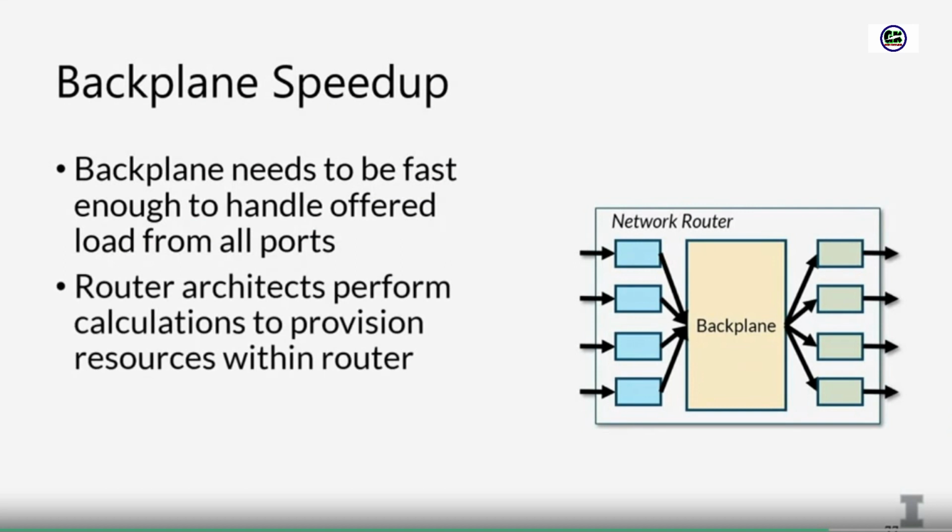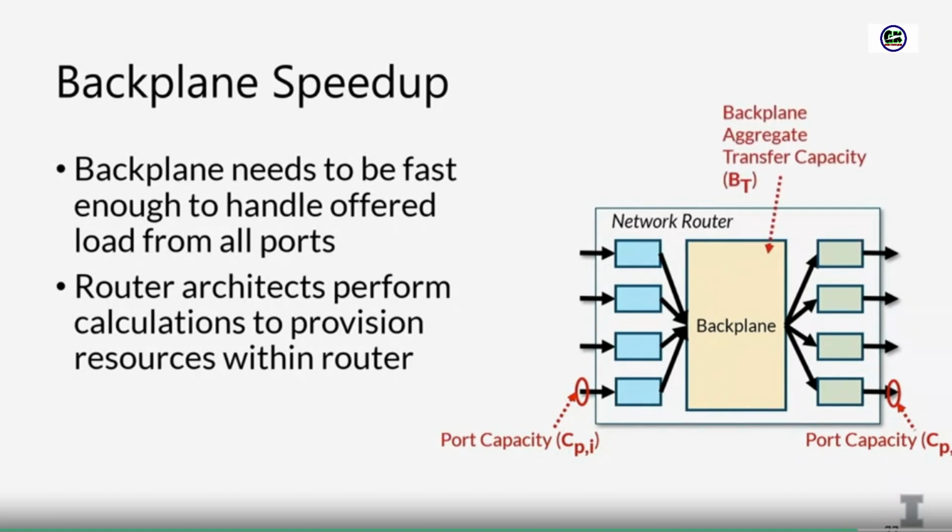So what router architects are going to do is they're going to perform various sorts of calculations and analyses to figure out how to design the router. And there's a few numbers that are useful to keep in mind. First, they're going to look at the input capacity and the output capacity. These individual network interfaces, how fast are they? Are they 1 gig or 10 gig? And then there's the speed of the backplane. So what's the aggregate transfer capacity through the backplane? How much capacity can we send at any point in time?